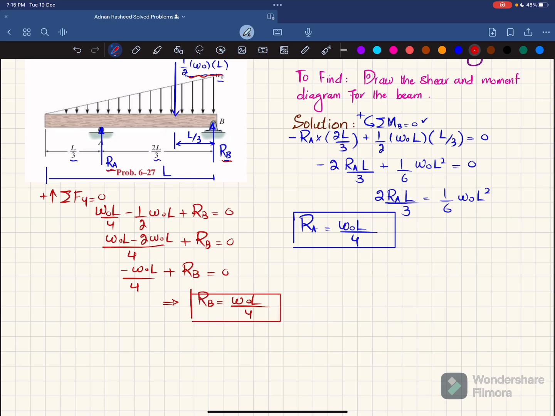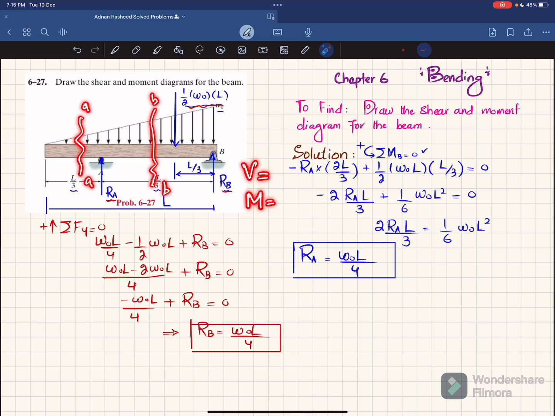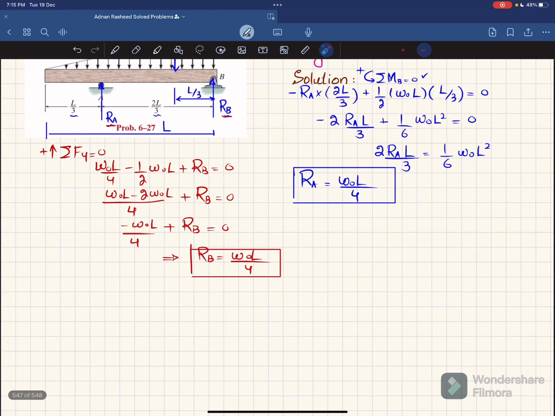So what we are going to do is cut the beam at this section and at this section. Let this be section AA and this be section BB. We will find the equation of shear and moment as a function of x, and then we will put in the value of x to find the shear and moment, and then draw the shear force and bending moment diagram.